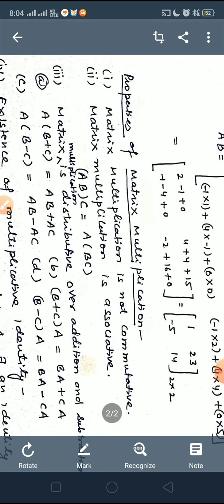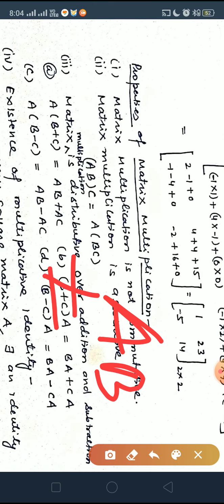Now, properties of matrix multiplication. Like addition of matrices, there are certain properties of matrix multiplication. Matrix multiplication is not commutative. It may be, but not necessarily. So we write it here: it is not commutative, meaning AB may or may not be equal to BA. It may be in certain cases but not always. So we write it in general: it is not commutative. Got it?